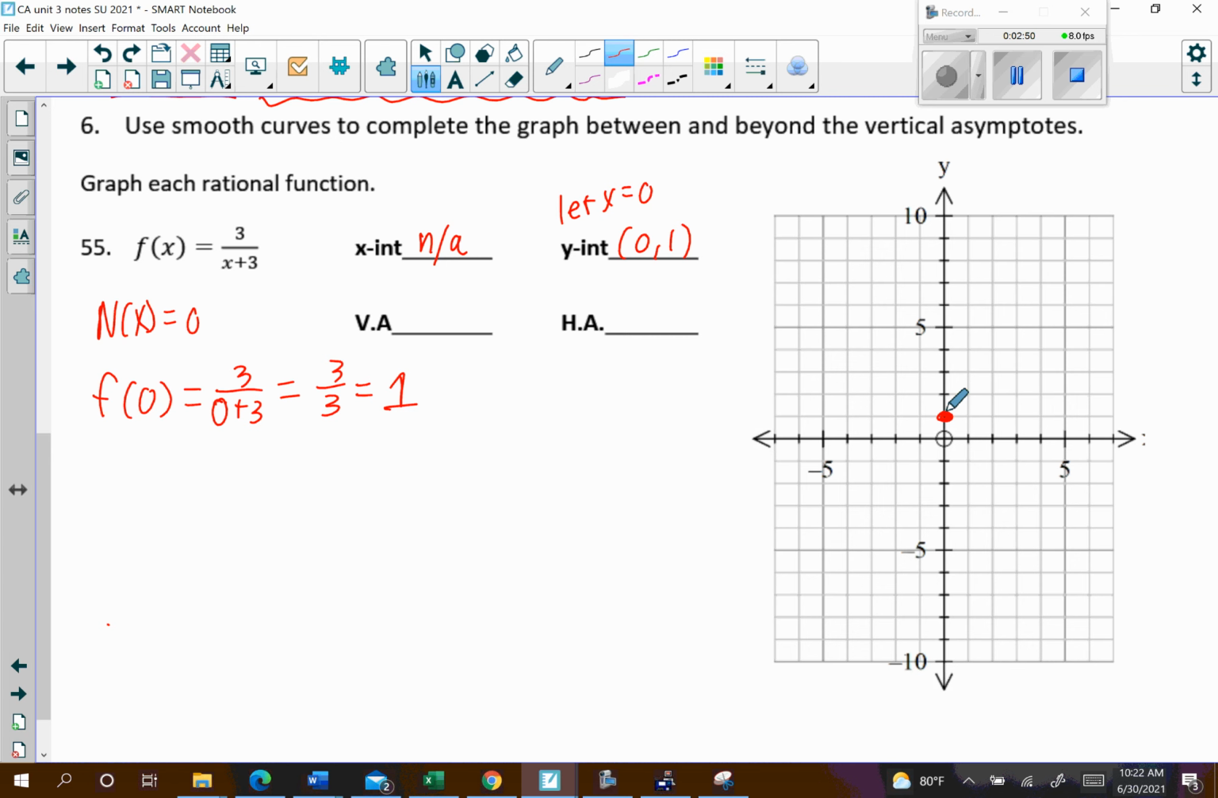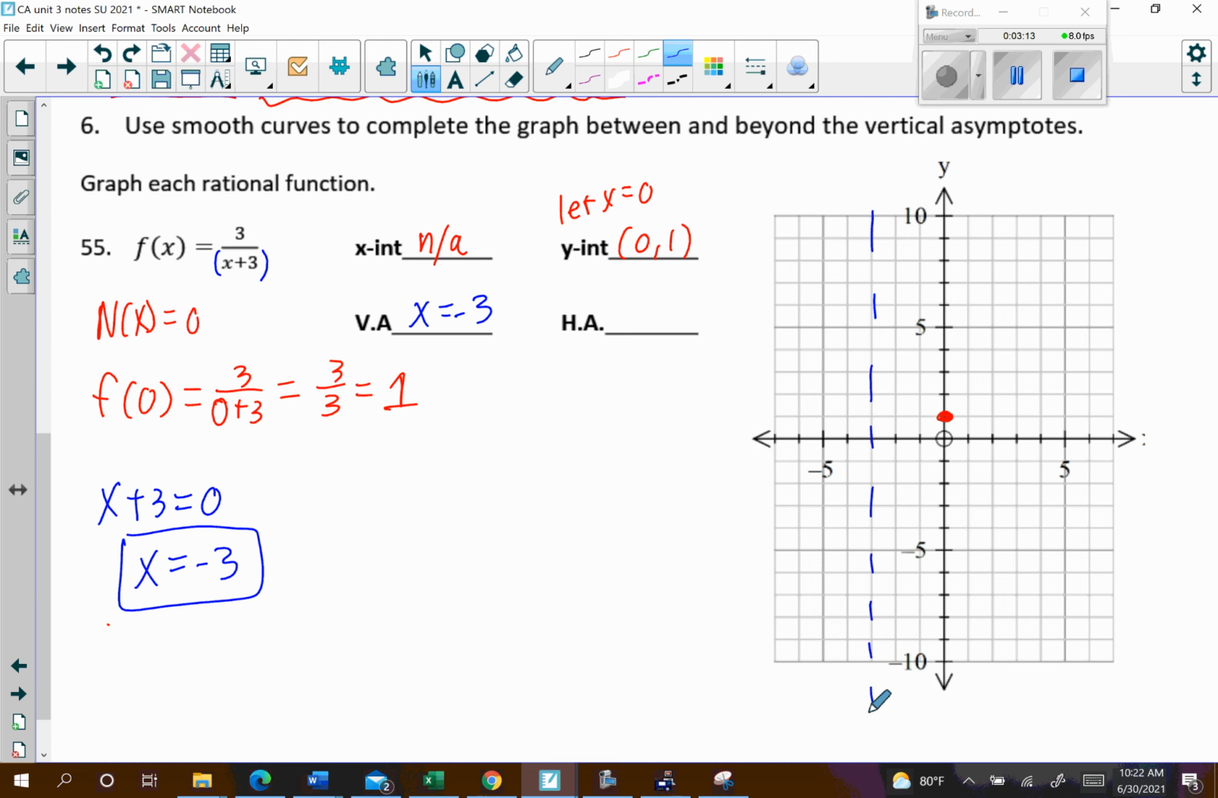And then the vertical asymptotes, in this case, we'll only have one. You set the denominator equal to 0. So x plus 3 equals 0. And then when we solve that, x equals negative 3. That's our vertical asymptote. We'll go ahead and plot that. So that's going to be right here. That's my vertical asymptote.